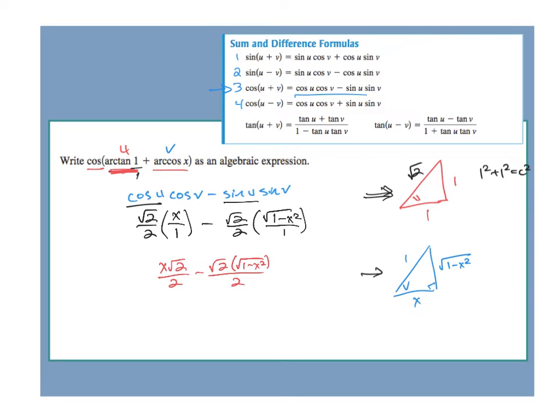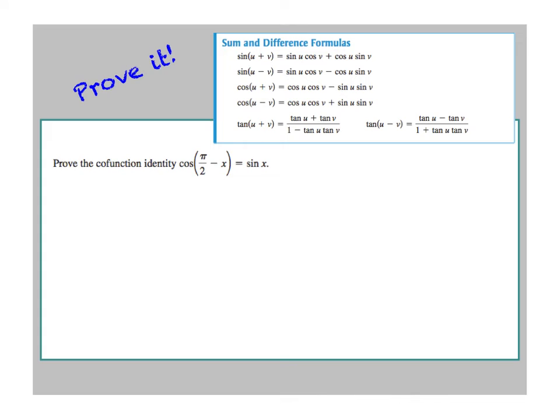I have a common denominator, and what else could I factor out maybe? A square root 2. So now I have a square root 2 times x minus square root 1 minus x squared all over 2. All right. Yes, exactly.